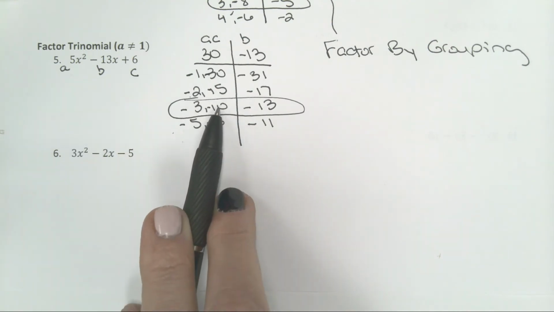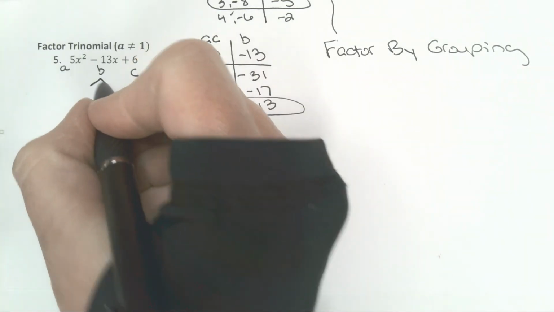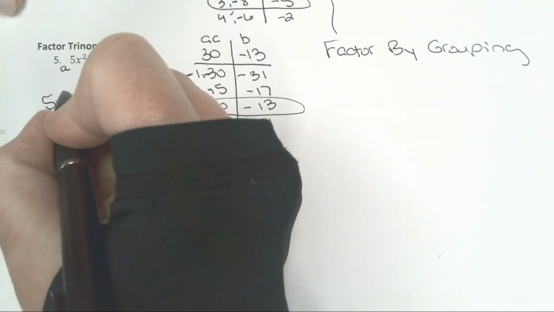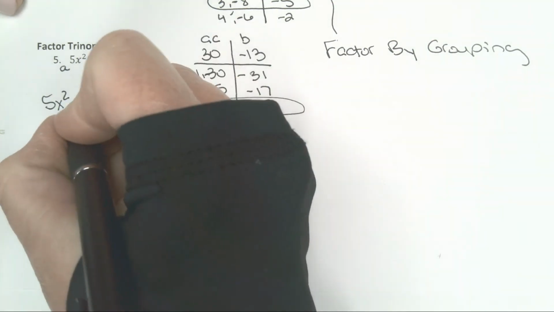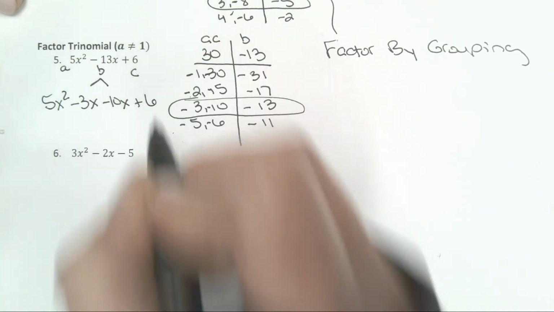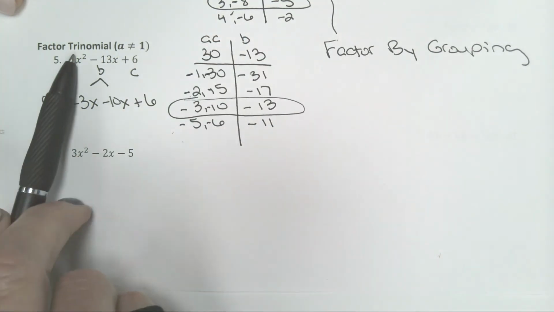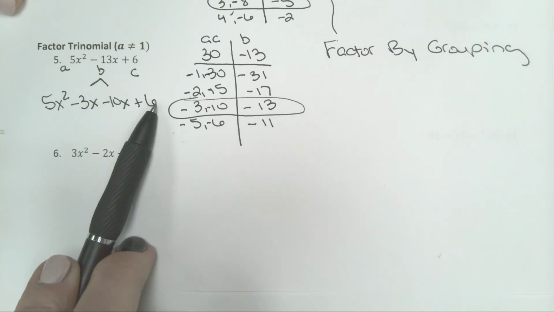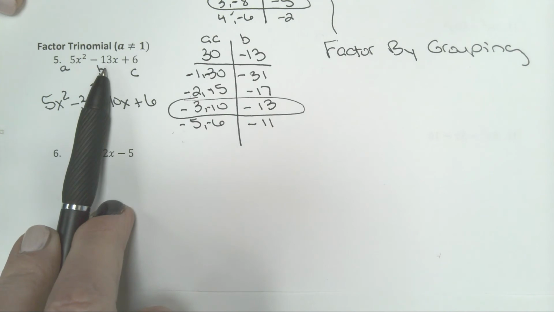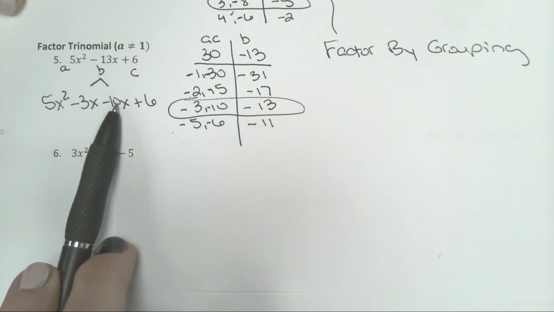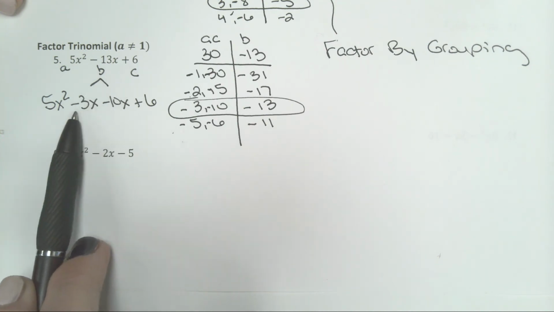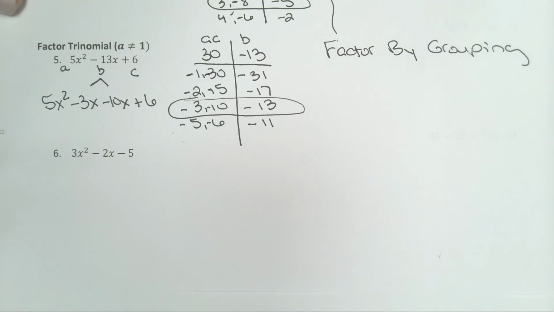So whatever your factors are right here, we're going to replace the middle term with them. So I'm going to keep my 5x squared. Replace that with minus 3x and minus 10x and plus 6. My first and my last term come down. There were no changes that occurred. I just got creative and I found a different way. Instead of writing -13x, I wrote -3 and -10. That still adds up to -13.